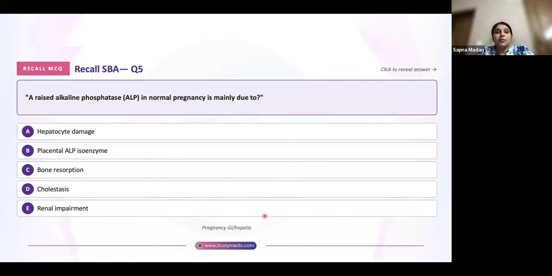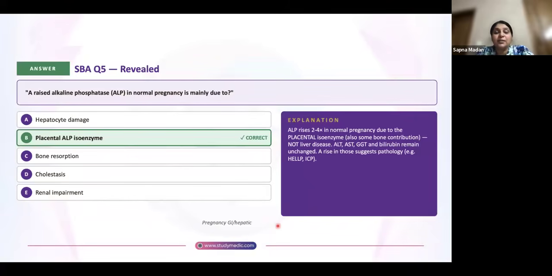Raised alkaline phosphatase in normal pregnancy is mainly due to hepatocyte damage, placental alkaline phosphatase isoenzyme, bone resorption, cholestasis, or renal impairment. So we had discussed what it is due to. It is not from the liver. So what is it due to? It is placental alkaline phosphatase isoenzyme. So it rises 2 to 4 times in normal pregnancy due to the placental isoenzyme. Also some bone contribution, but not liver disease. The rest of the liver enzymes and bilirubin remain unchanged, and a rise in any of these enzymes will suggest a pathological condition like intrahepatic cholestasis of pregnancy or HELLP syndrome.